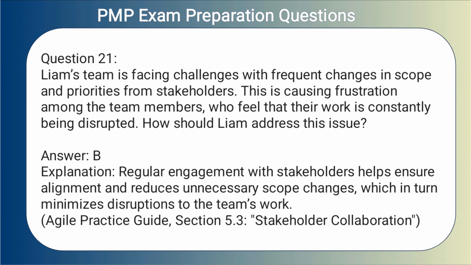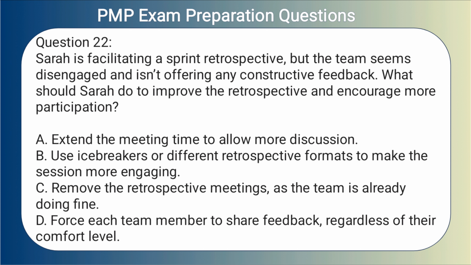Answer. B. Explanation. Regular engagement with stakeholders helps ensure alignment and reduces unnecessary scope changes, which in turn minimizes disruptions to the team's work. Question 22. Sarah is facilitating a sprint retrospective, but the team seems disengaged and isn't offering any constructive feedback. What should Sarah do to improve the retrospective and encourage more participation?